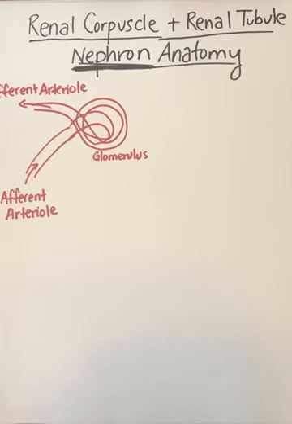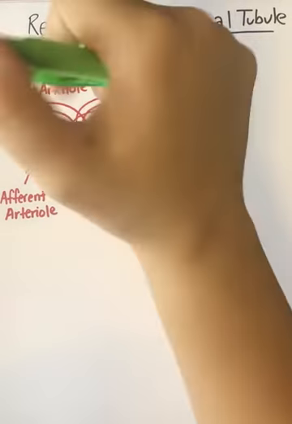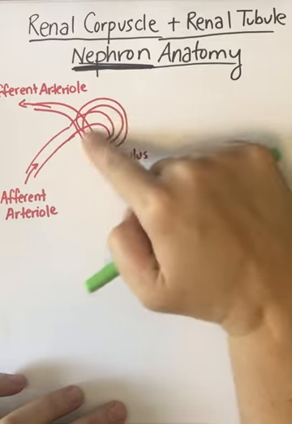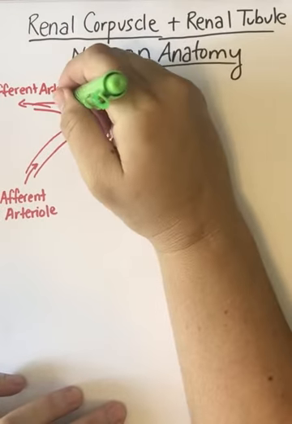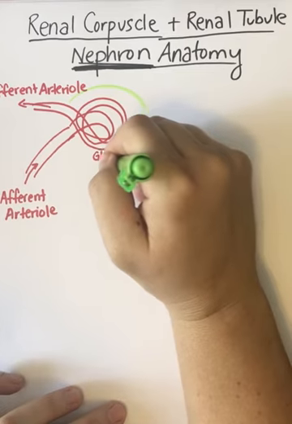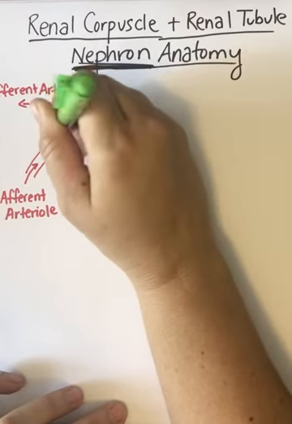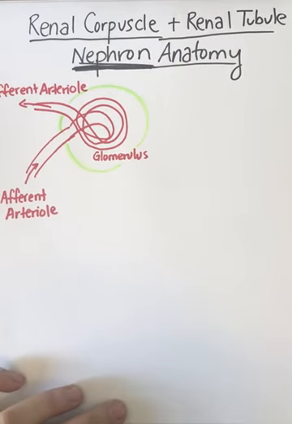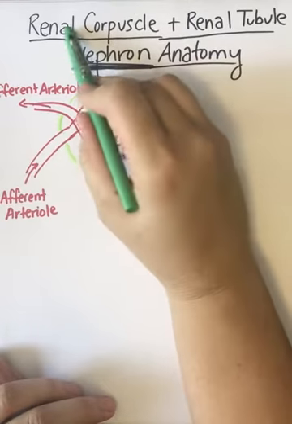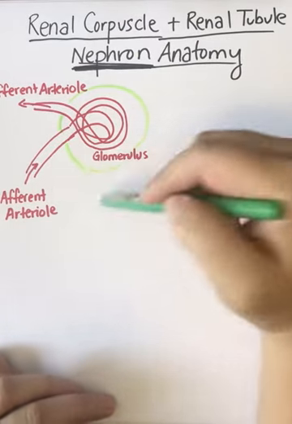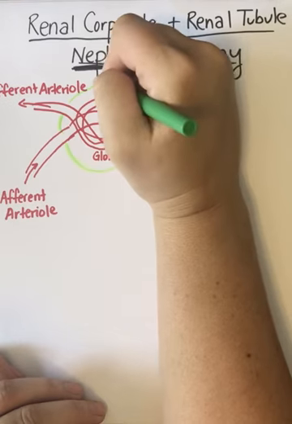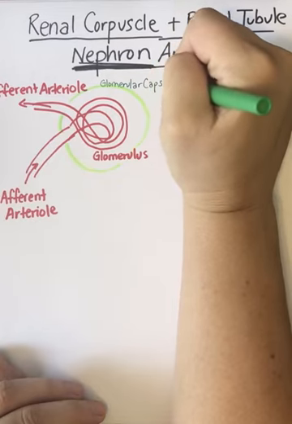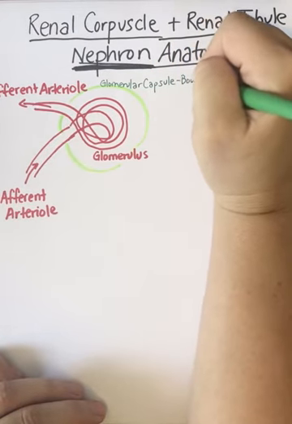corpuscle. Now, the renal corpuscle, when you say renal corpuscle, it includes the afferent arteriole, which leads up to the glomerulus, a special capillary bed. But on the outside, it's going to have a capsule, which is known as Bowman's capsule. So, Bowman's capsule, or the glomerular capsule, is going to make up the renal corpuscle. All of this is the renal corpuscle, and this is called the glomerular capsule, and it's also called Bowman's capsule.